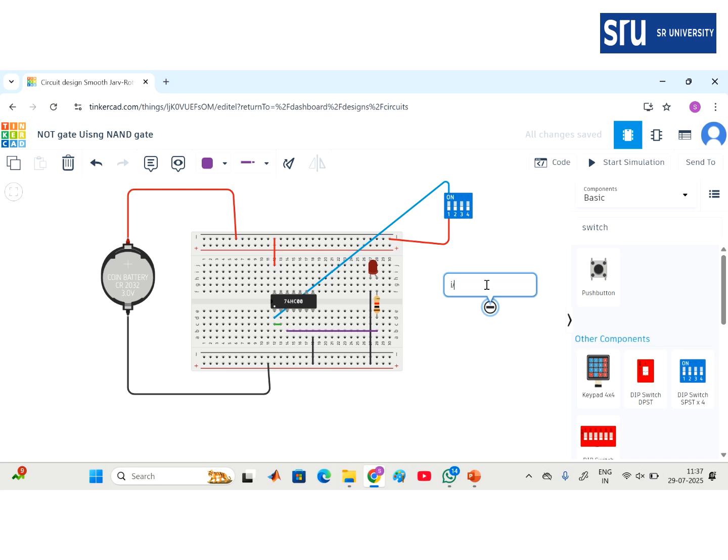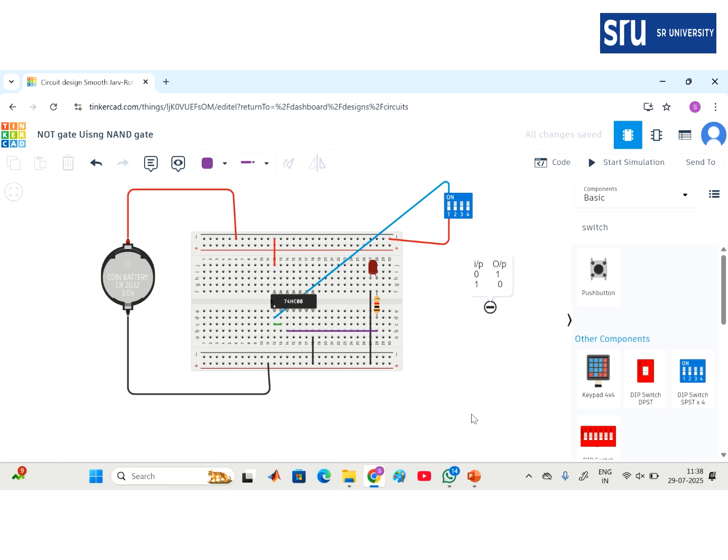When input is 0, the output is 1. If input is 1, the output is 0. Hence satisfied. So this is how to convert a NOT gate using the NAND gate.